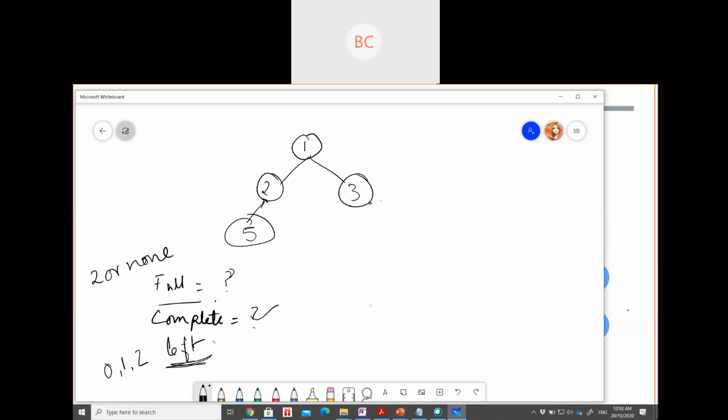Now tell me, what's this one? Full or complete? Yes, correct. Eva is correct. It's both full and complete. It's satisfying the condition of two or none. All the nodes have either two or none. This one has two children. This root node has two children. Again, three does not have any children. Then again, it's skewed towards the left side. So it's complete. So this tree is both full and complete.